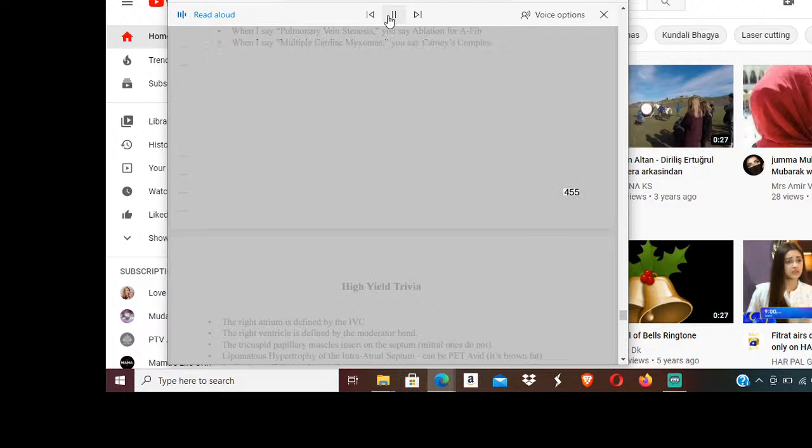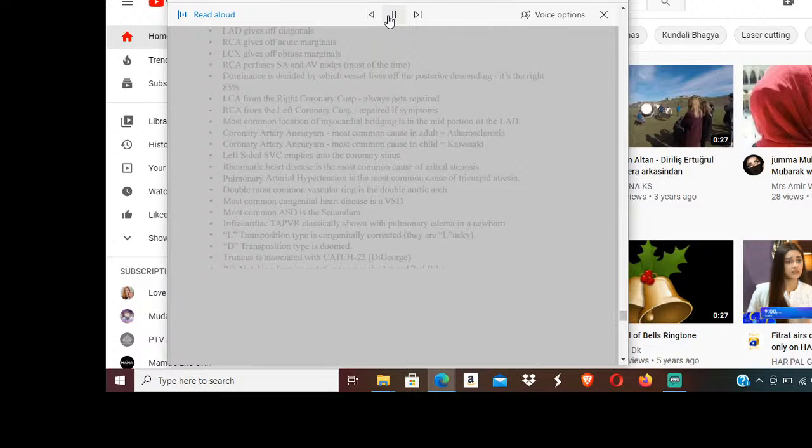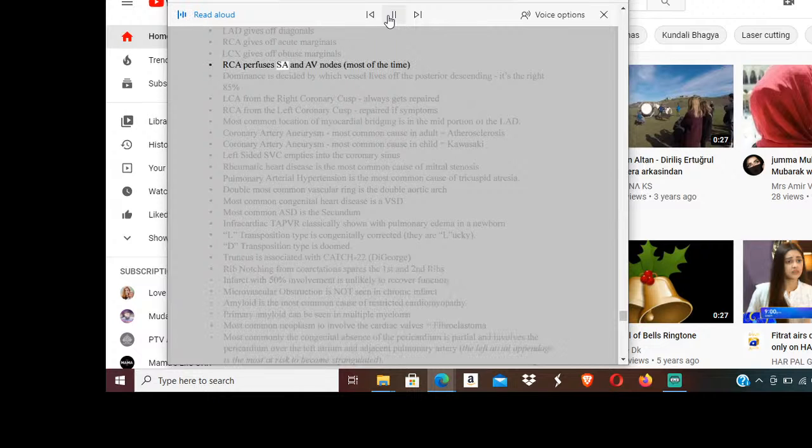455. High-yield trivia. The right atrium is defined by the IVC. The right ventricle is defined by the moderator band. The tricuspid papillary muscles insert on the septum, mitral ones do not. Lipomatous hypertrophy of the interatrial septum can be PET avid, it's brown fat. LAD gives off diagonals, RCA gives off acute marginals, LCX gives off obtuse marginals. RCA perfuses SA and AV nodes.